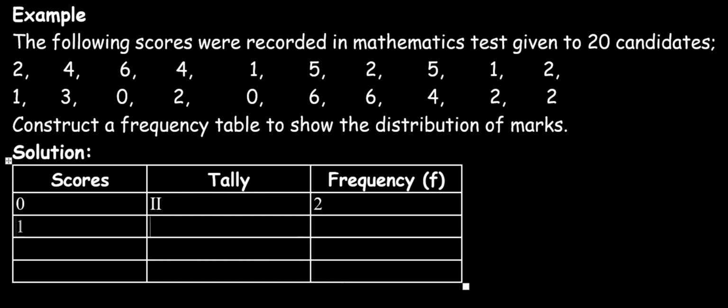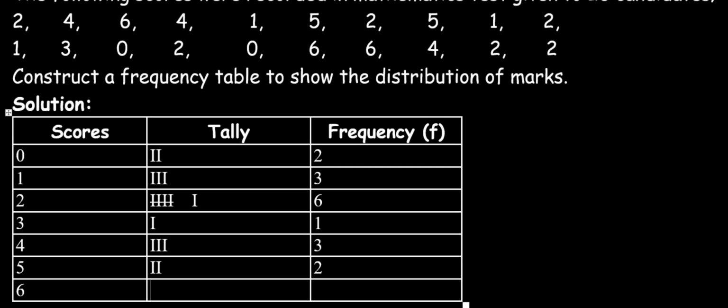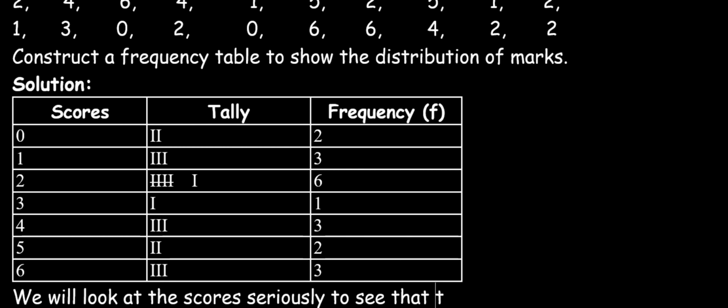Next is 1. You can locate 1 three times, and that is 3. 2 occurred 6 times, and that is 6. 3 occurred once, 1. 4 occurred 3 times. 5 occurred 2 times. 6 occurred 3 times, that is 3. How we worked here is that we look at the scores carefully to see that they are 0, 1, 2, 3, 4, 5, and 6.